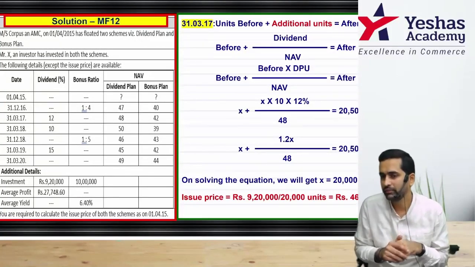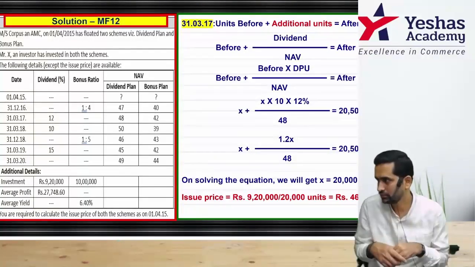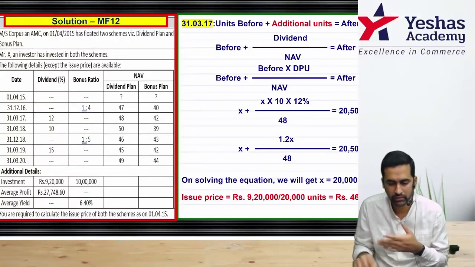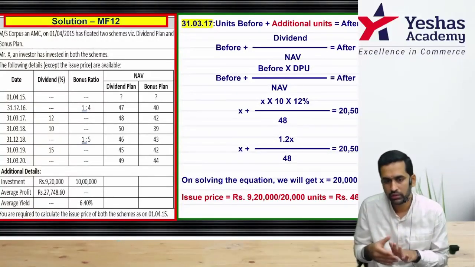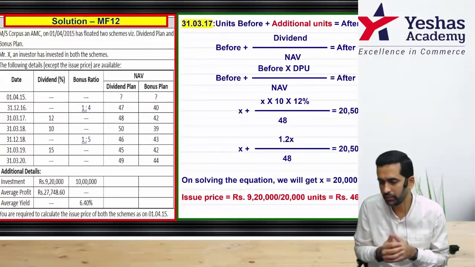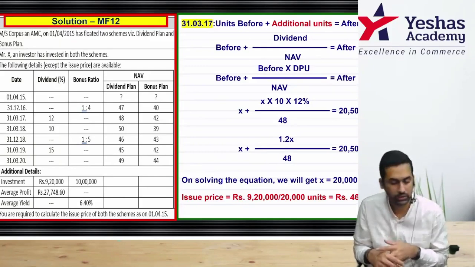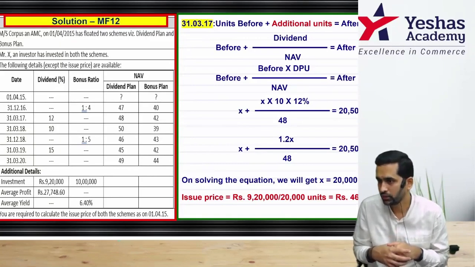In bracket we can understand this as entry date NAV. Entry date NAV is equal to 9,20,000 rupees divided by 20,000 units. 46 rupee is the rate at which he bought these units. Done.